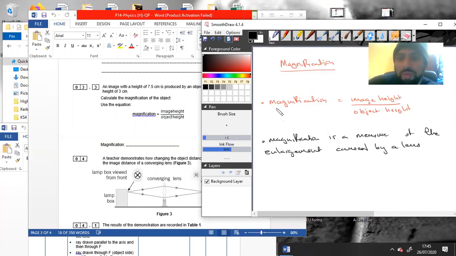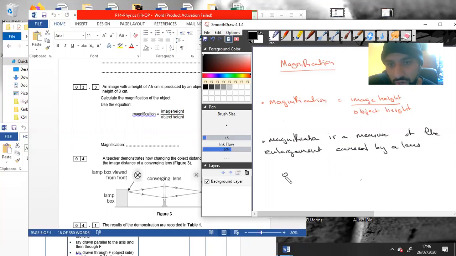Okay, so the formula for magnification is image height over object height. Yeah, we're going to look at what this means in a second. The definition is magnification is a measure of the enlargement caused by a lens. Okay, so I'm going to give you an example.